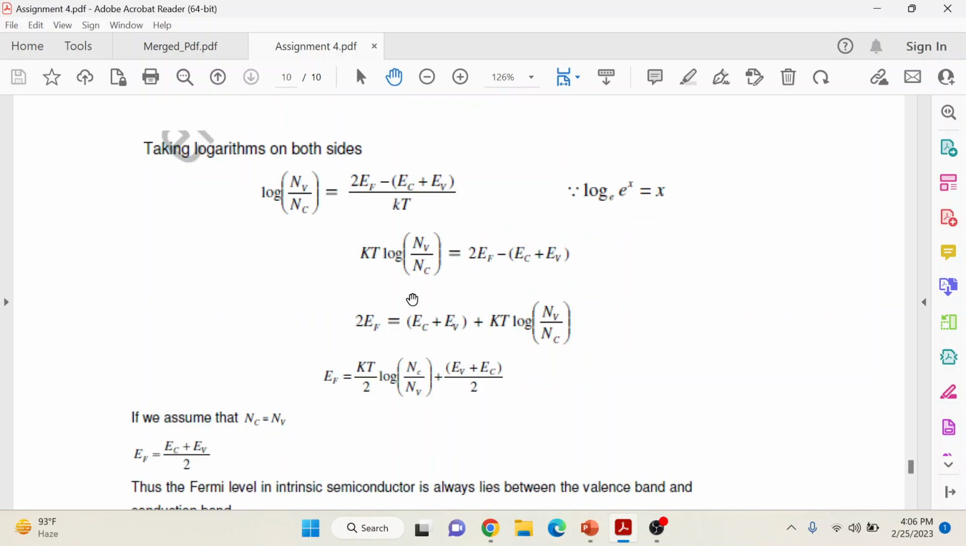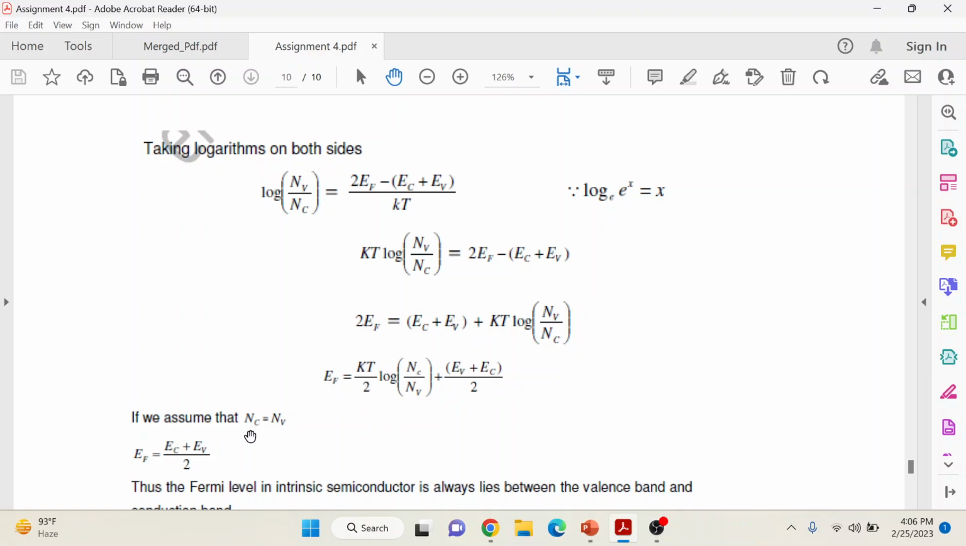Now taking log on both sides, log of Nv over Nc equals (2Ef minus Ec plus Ev) over kT. As we know, log base e raised to x equals x. Now kT comes here, 2Ef minus Ec plus Ev. So 2Ef equals Ec plus Ev plus kT log Nv by Nc. So Ef will be kT by 2 log of Nc over Nv plus (Ev plus Ec) by 2.